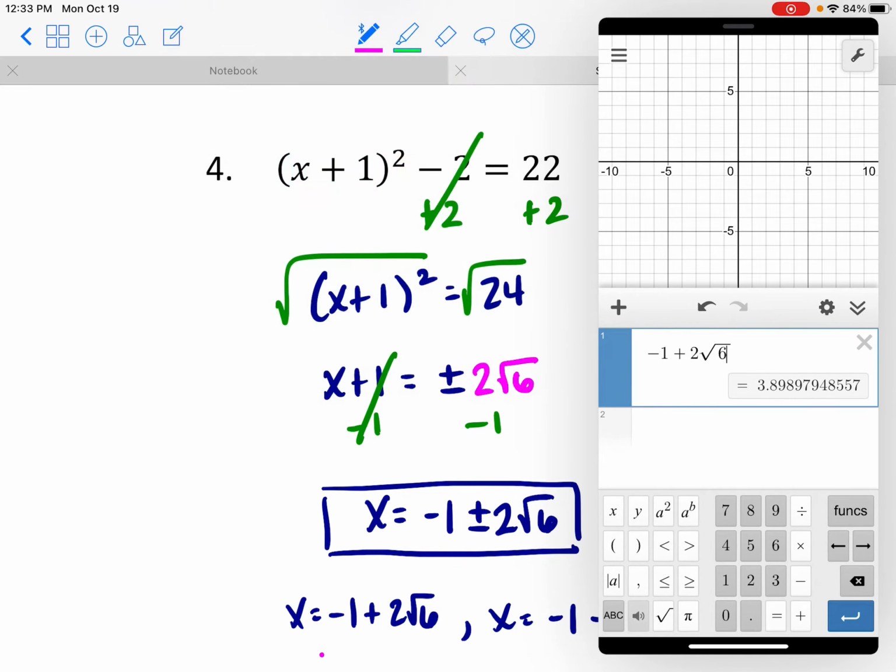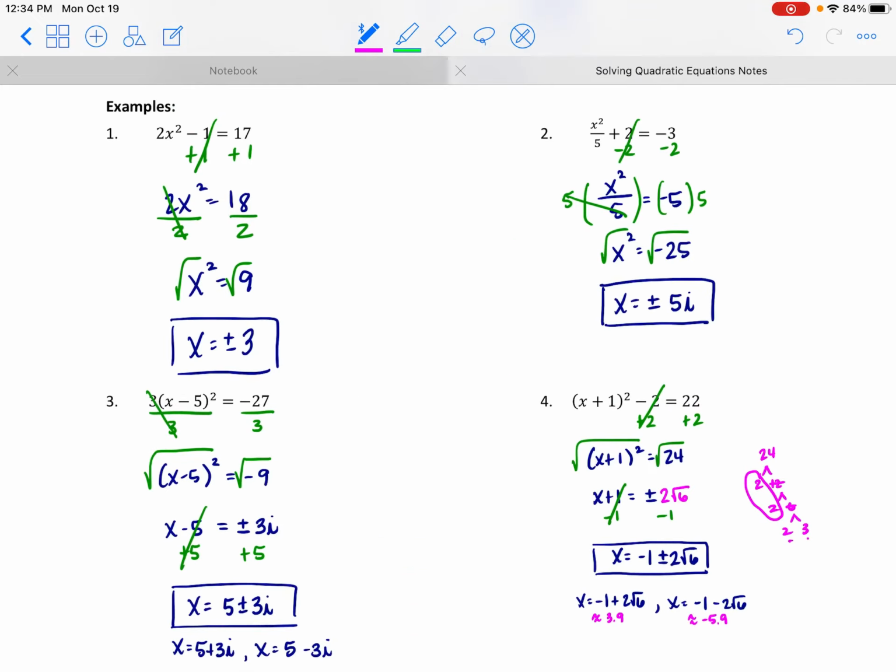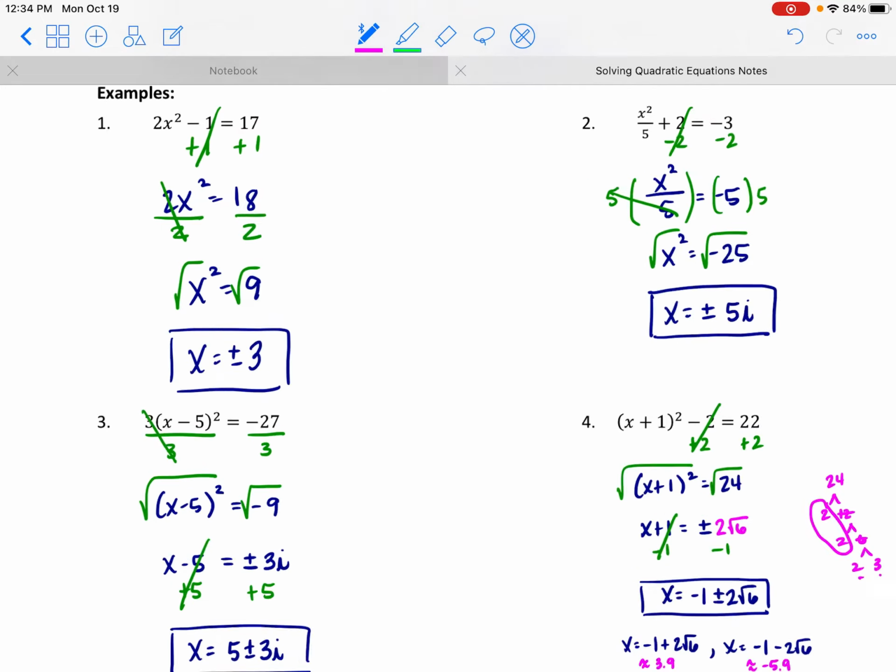This is approximately 3.9 is an answer, and then negative 1 minus 2 radical 6 is an answer, so like negative 5.9. So approximately negative 5.9 is another answer. Okay, sometimes the answers aren't as nice as we would like them to be. All right. Hopefully so far we're feeling okay with this.